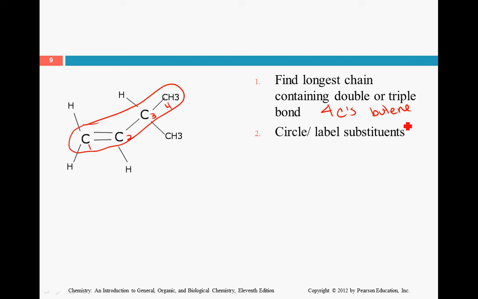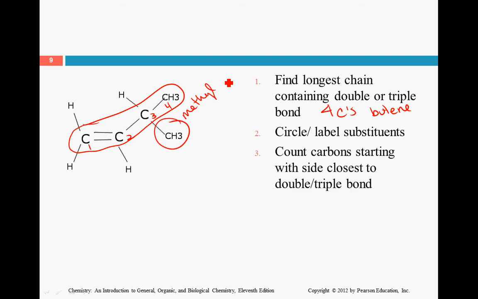Circle and label the substituents. Well, here's the only substituent, all the rest are hydrogens. This is methyl. Count carbons starting with the side closest to the double or triple bond. Well, that would make it on the left. So 1, 2, 3. So that means on the third carbon there's a methyl group.